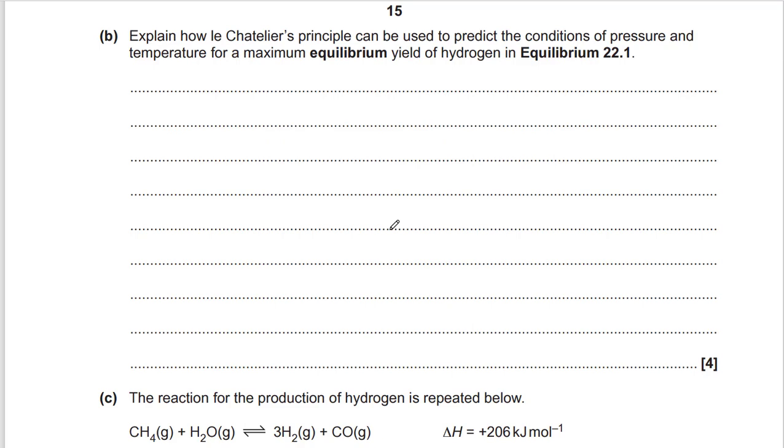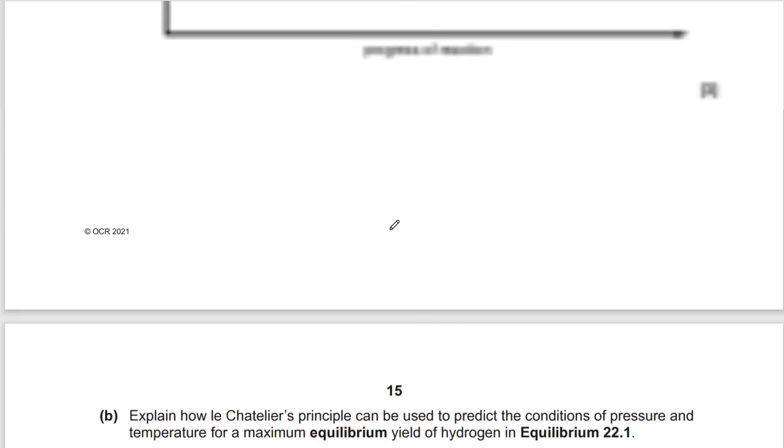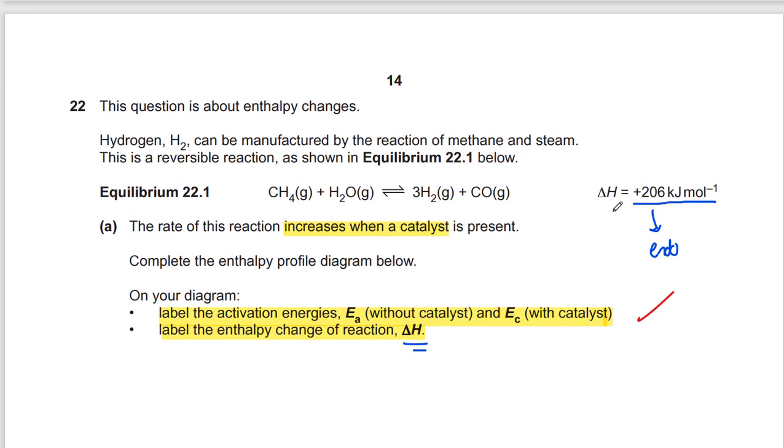So here we go, 4 marks for this. Okay, this is what I mean, 4 marks for a Le Chatelier question, and again, it's a very, very nice question. So explain how the principle can be used to predict the conditions of pressure and temperature for a maximum yield in the equilibrium 22.1. So let's go back up to the equilibrium. Now, we're told the delta H, very important. Delta H is endothermic, so that means that going across the top is endothermic. So left to right is endothermic, right to left is exothermic.